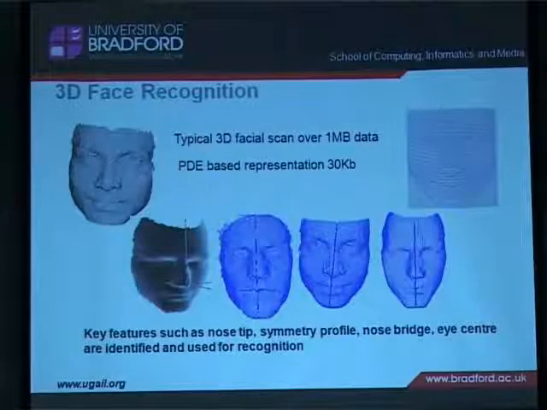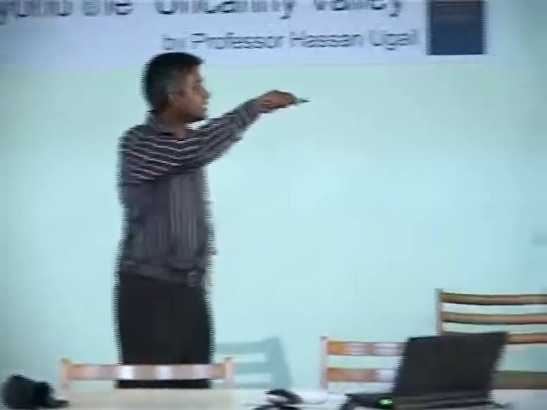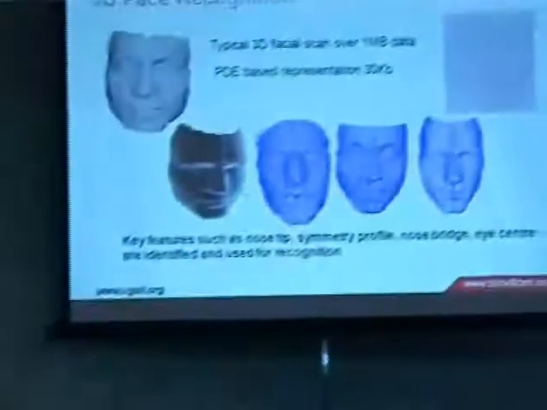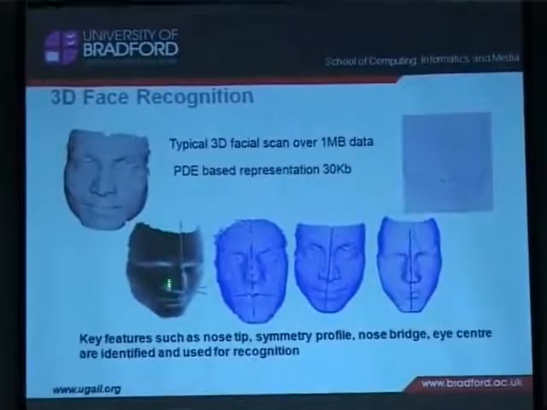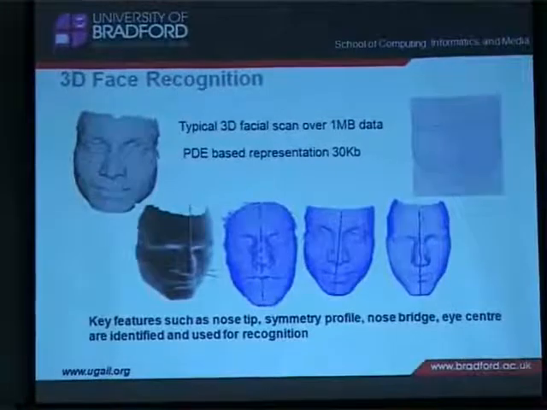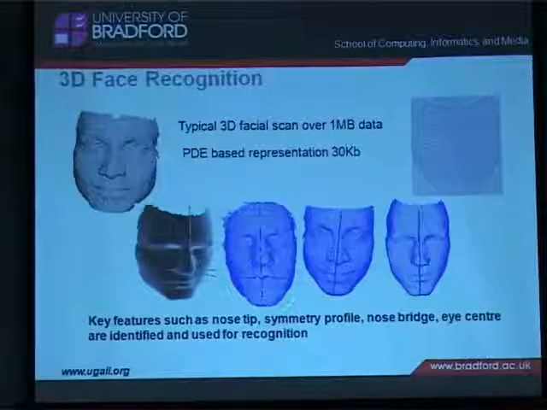Now the symmetry profile is, if you look at your face, if you divide your face into two halves, the line that divides the face into two halves is called the symmetry profile. Now this profile is actually unique. If you take identical twins, take this symmetry profile, they are different. But if you take a picture of them in 2D, of course they're not very different. So this is why we claim that 3D face recognition has higher recognition rates, because you can actually recognize even identical twins using this. So things like nose bridge, symmetry profile, eye center and things like that can be used to do recognition.